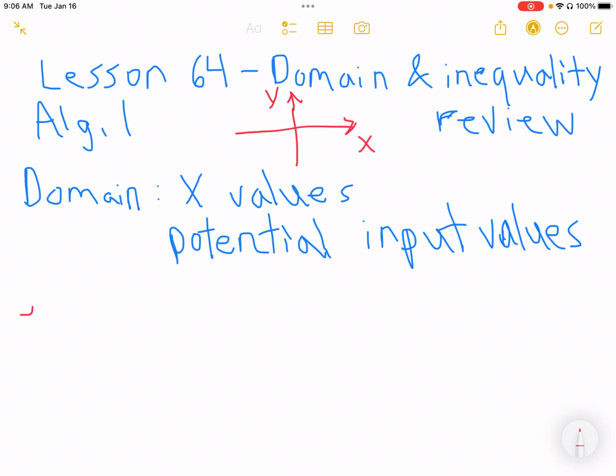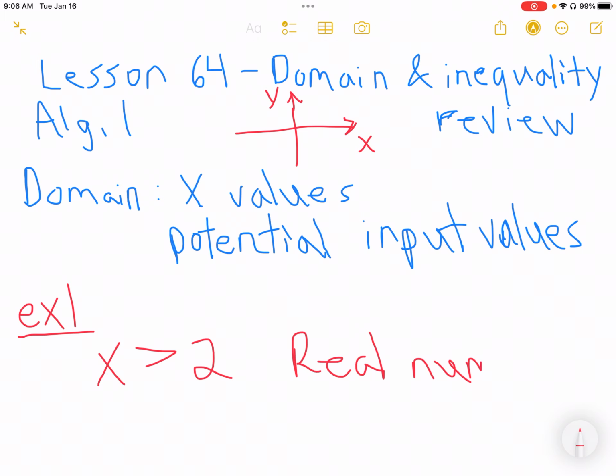So if I go to example 1, we've done this graphing before. It says to graph x is greater than 2, and then it says do all of the real numbers. So we learned about real numbers last week. Real numbers includes anything, right? It includes fractional numbers, includes ones that have repeating decimals or irrational.